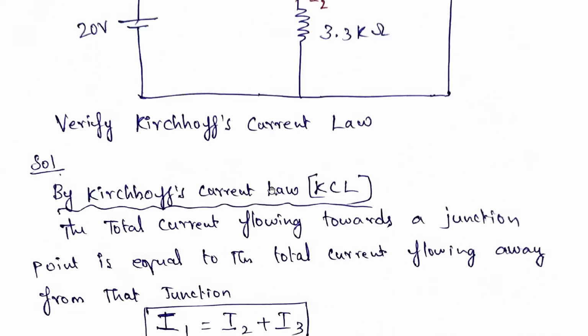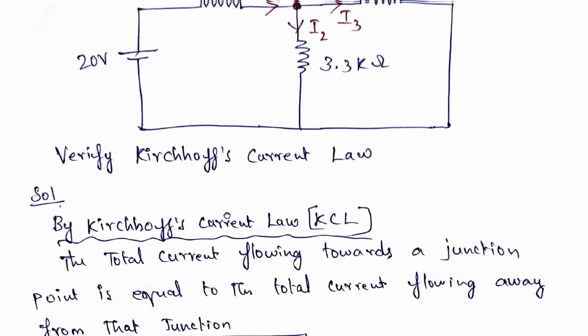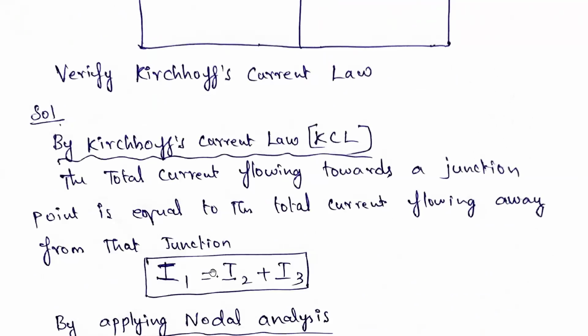Solution. Kirchhoff's current law states that the total current flowing towards a junction point is equal to the total current flowing away from the junction point. Say for example, you consider this point as node V1. Here the current coming inside is I1. I1 is equal to I2 plus I3. This is Kirchhoff's current law.